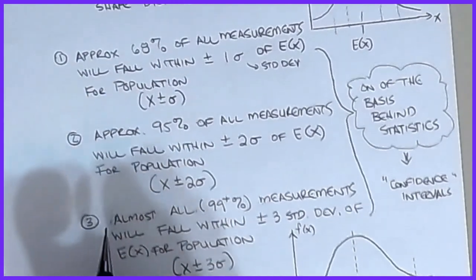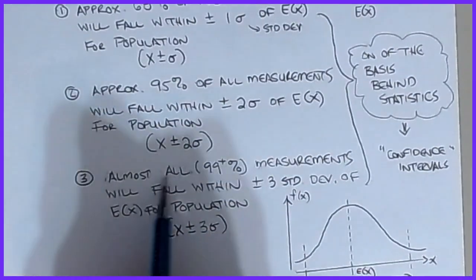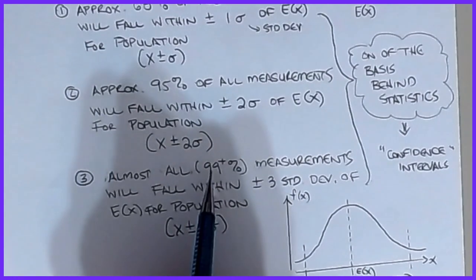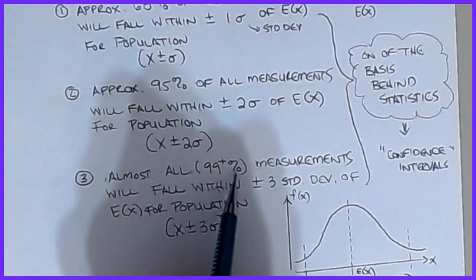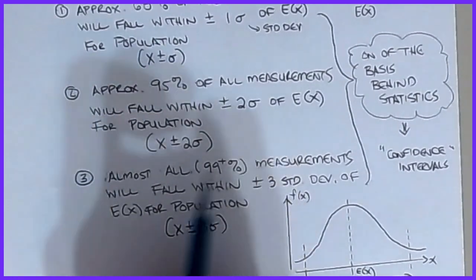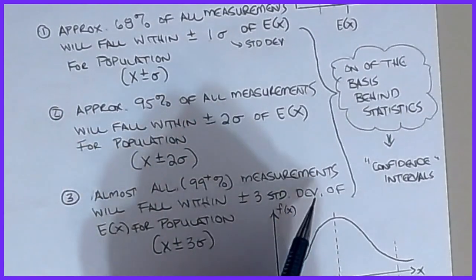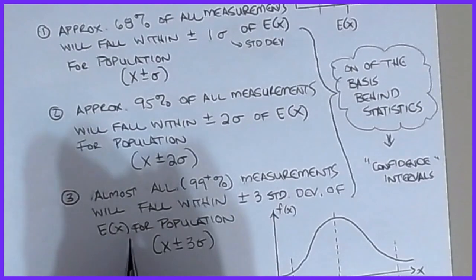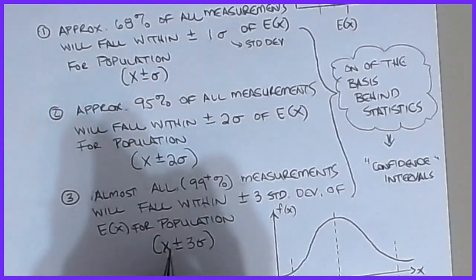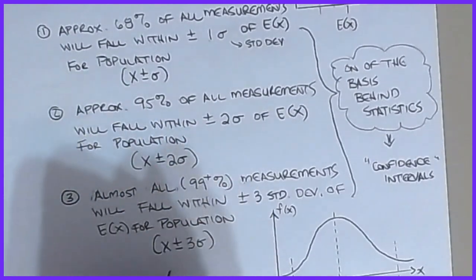Okay, the last one is the one that gets kind of interesting. It says almost all, more than 99%, probably like 99.9% of all measurements from a population will fall within plus or minus 3 standard deviations of the expected value for the population. So now we're talking x plus or minus 3 sigma.